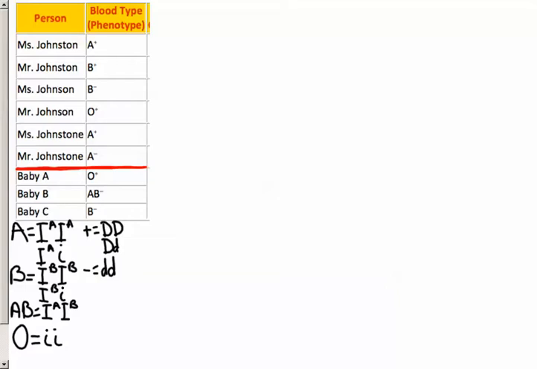So, I would pick baby B first. The reason why I pick baby B is because the genotype for baby B can only be one option. To get blood type AB, they have to have an I A and an I B. To get the negative, they would have to have two little d's. So, let's take a closer look. Baby B is blood type AB negative. So the genotype is I A, I B, little d, little d.